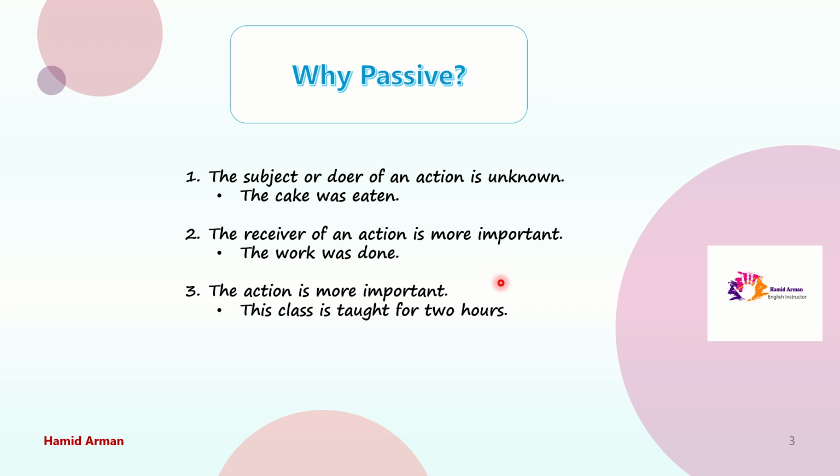The third reason, the action is more important. When the action is more important, again we use passive voice. For example, this class is taught for 2 hours. What is important here? That the class is taught for 2 hours.